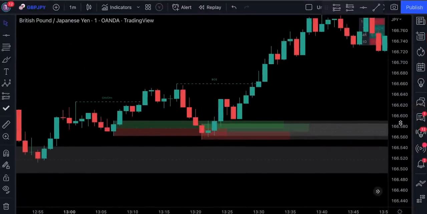Alright, now let's move on to the next label, which is break of structure or BOS. This also can be bullish and bearish. A bullish break of structure occurs whenever the price action breaks above the most recent swing high for the second time.